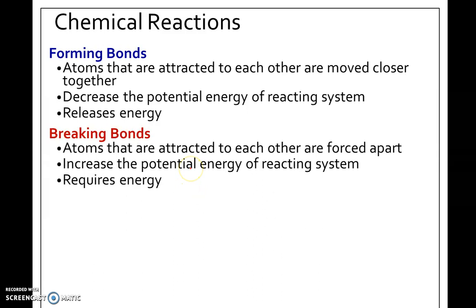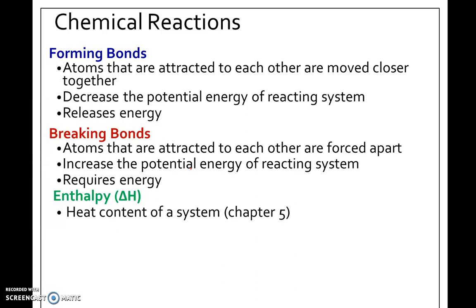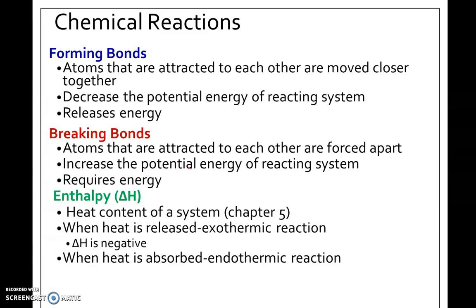We measure this energy through enthalpy. So enthalpy, delta H, is the heat content of the system. And we'll talk more about this in chapter 5 and chapter 9. But we have mentioned this when we talked about trends. When energy is released, it is called an exothermic process. When heat is absorbed or taken in, it is called endothermic.